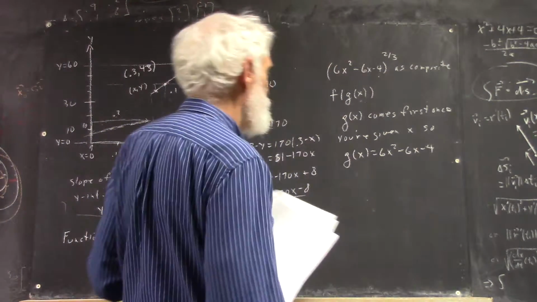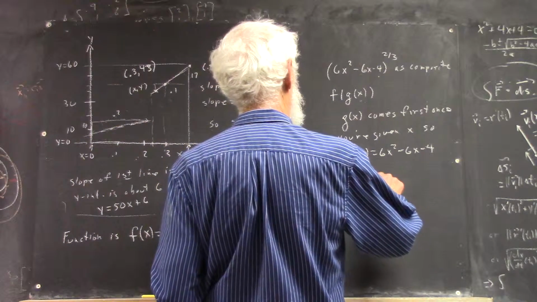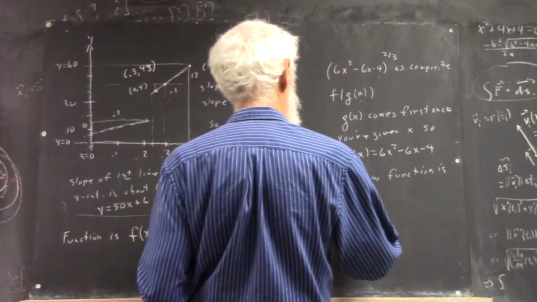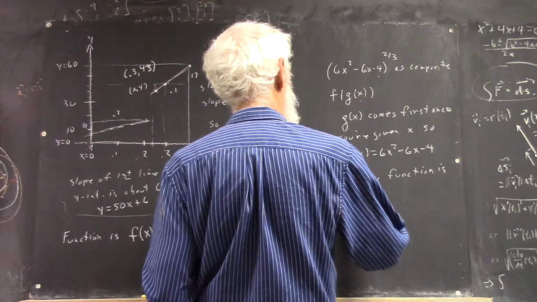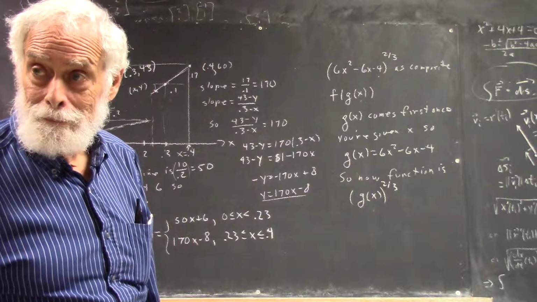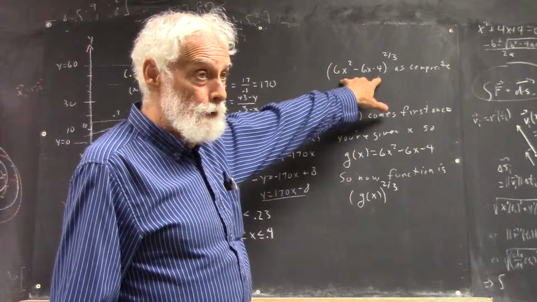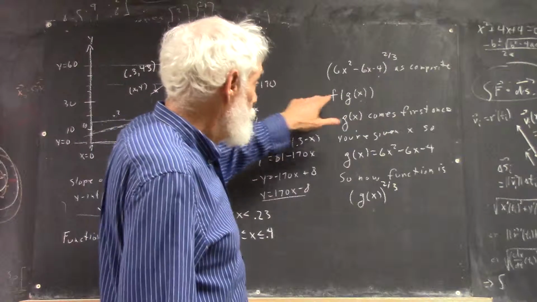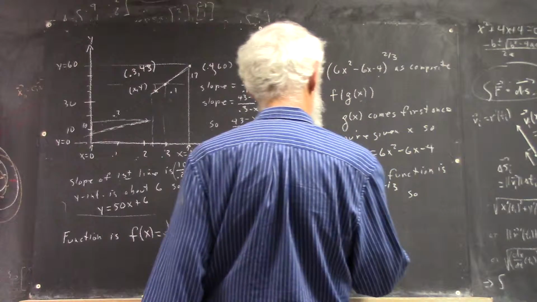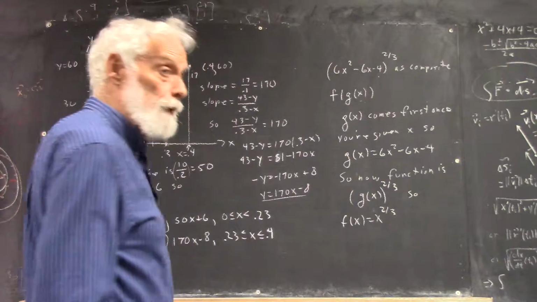Now what do you do to g of x? Well, we say now the function g of x raised to the 2/3. Because g of x is this thing. G of x stands for this, right? Okay, so what does f of x have to be in order that f of g of x be equal to this? Well, f of x has to be x to the 2/3.